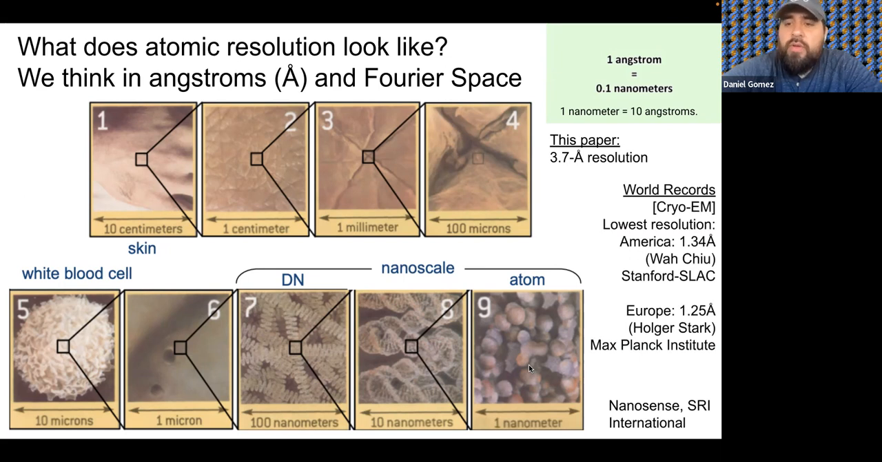Some of the world records in cryo-EM at the lowest resolution: here in America, we have 1.34 angstroms, and that was done by Hua Chu at Stanford SLAC. And then over in Europe, they hold the record at 1.25 angstroms, and that was Holger Stark over at the Max Planck Institute.